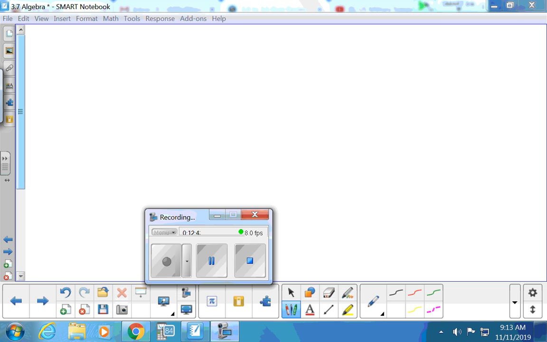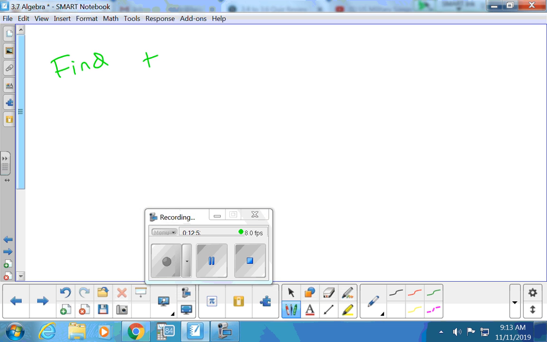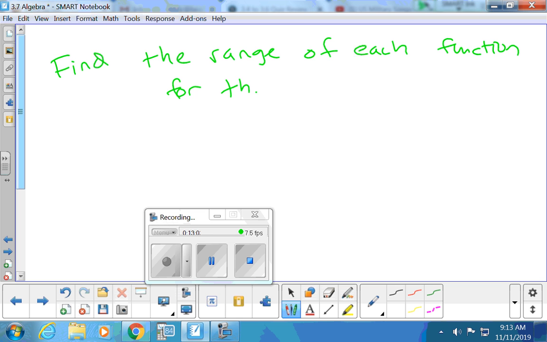Okay. This will be our last slide of the day. I was looking at the homework, and there's some problems in the homework with these instructions. Find the range of each function for the given domain. And I want you to know what that means. So what does the word range mean? I don't know. Y values. So they're basically saying find the y values for the given x values of the function.